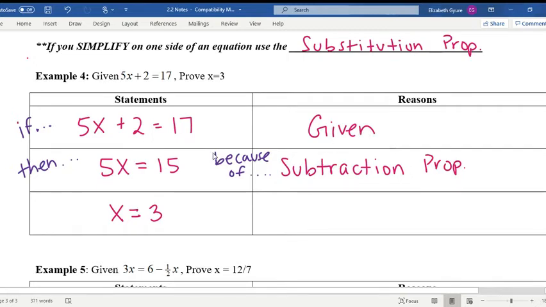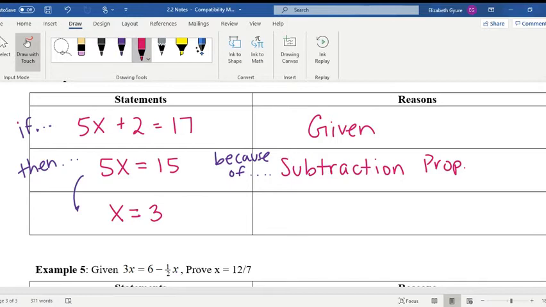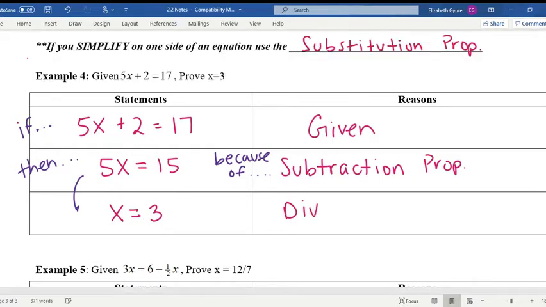So now what's going to get me from step 2 to step 3? If I know that 5x equals 15, what property lets me then conclude that x just equals 3? Well, if I was just solving this algebra problem, I would then divide both sides by 5. So to get from step 2 to step 3, we would apply the division property. Again, if 5x equals 15, then we know x is going to equal 3 because of the division property. Okay, so hopefully that helps you figure out your order a little bit.